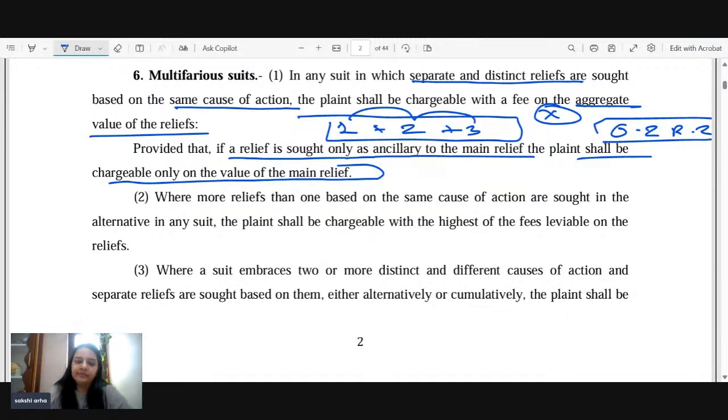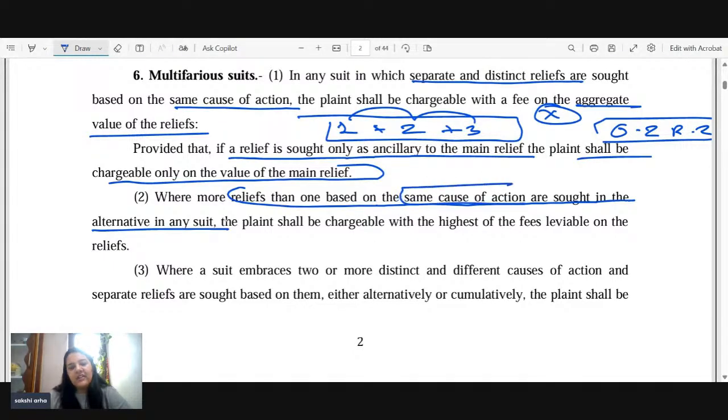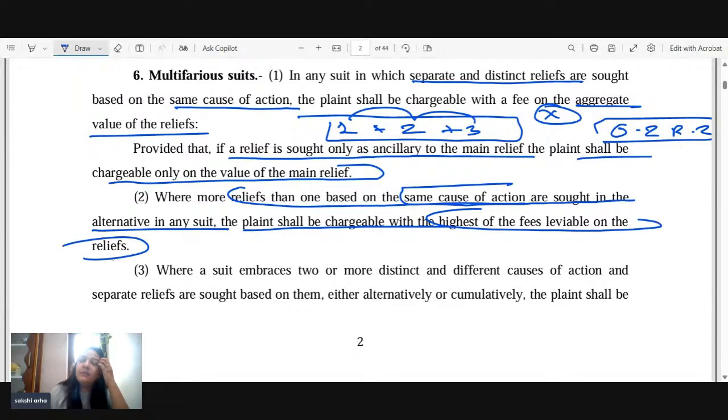to the main relief. Then where more reliefs than one based on the same cause of action are sought in the alternative in a suit. Okay, where more relief than one based on same cause of action are sought in alternative in any suit, the plaintiff shall be charged with the highest value of fee leviable on the relief. So suppose you are in one suit, in one cause of action, you are asking for alternative reliefs.